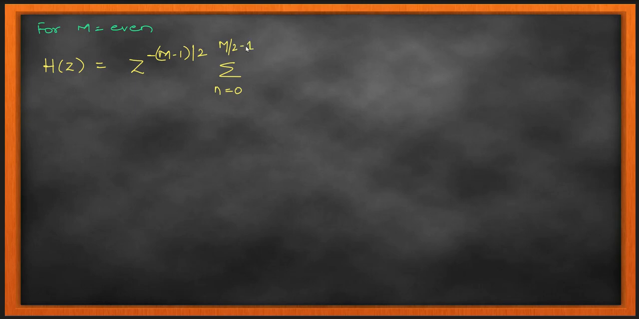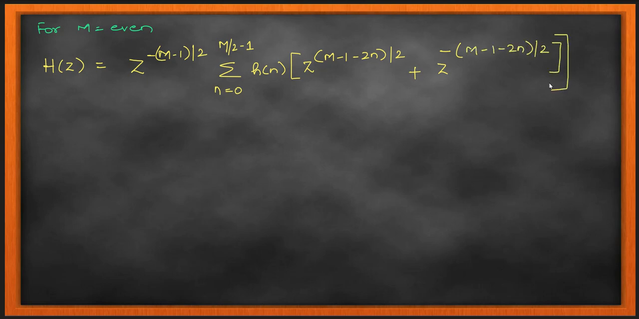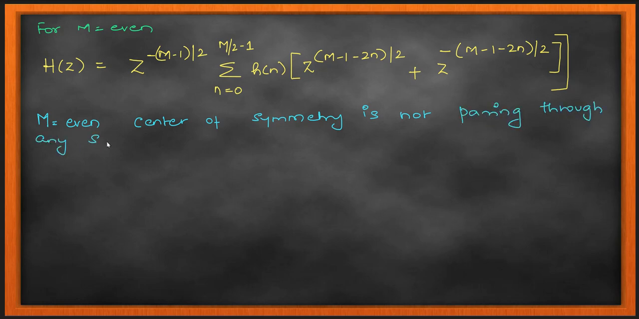So we have these two cases. The symmetry-inducing term is the same as before, that is z to the power of minus (m minus 1)/2. But if you compare it with the odd expression, what you can see is that h of (m minus 1)/2 disappears, because in the case of even, the center of symmetry doesn't pass through any samples. It just passes through a region which does not have any sample index, right? So that is why h of (m minus 1)/2 is not present in this expression.